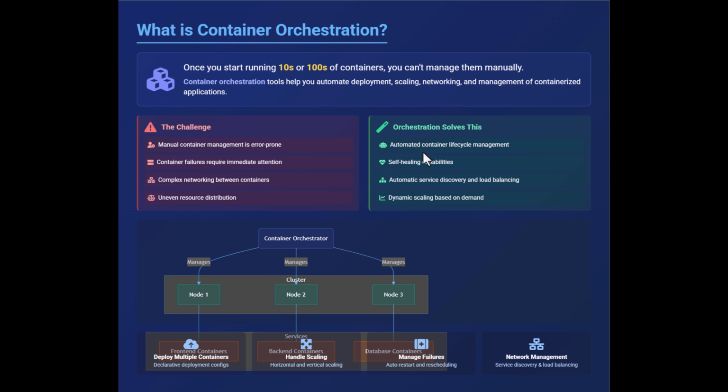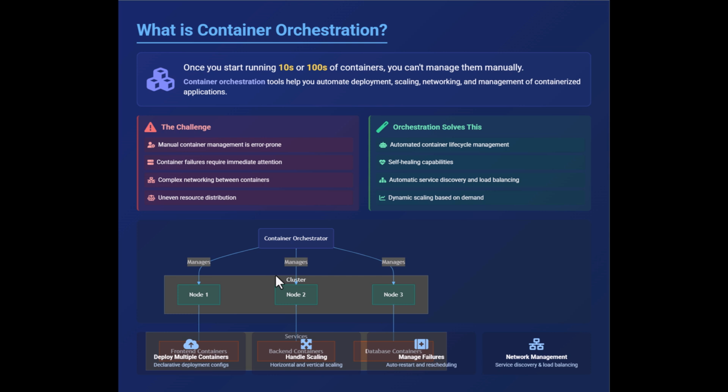What does orchestration solve? Container orchestration automates all of that. It handles container lifecycle management: start, stop, restart, reschedule, self-healing. If a container crashes, it gets restarted automatically. Service discovery and load balancing, so services can find each other and traffic gets distributed evenly. Dynamic scaling: spin up more containers when demand increases and scale down when it drops. How does it work? At the top, you have your orchestrator, like Kubernetes or Docker Swarm.